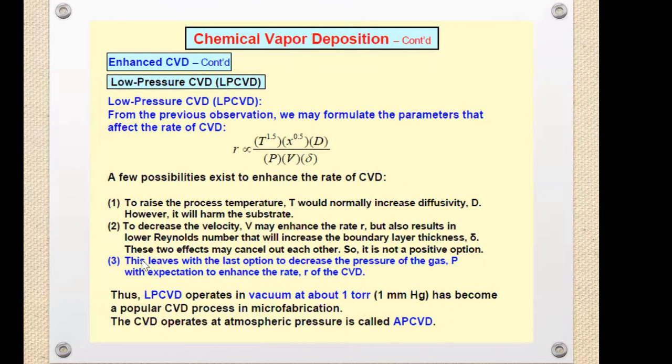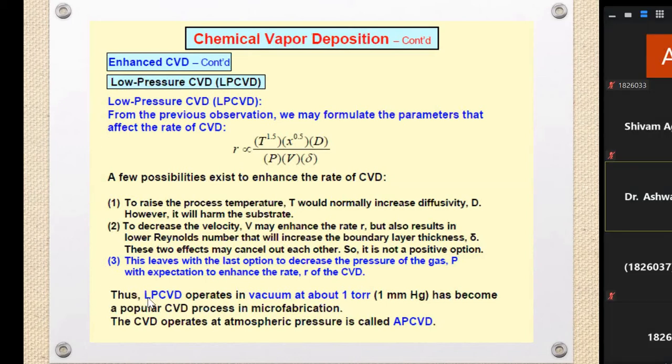So this leaves the last option, to decrease the pressure of the gas, with the expectation to enhance the rate. So this is the best way to increase the rate, that is to reduce the pressure. So we go to this method, low pressure chemical vapor deposition. Thus the low pressure chemical vapor deposition method operates in a vacuum under a pressure of 1 torr, and it's very popular in microfabrication.